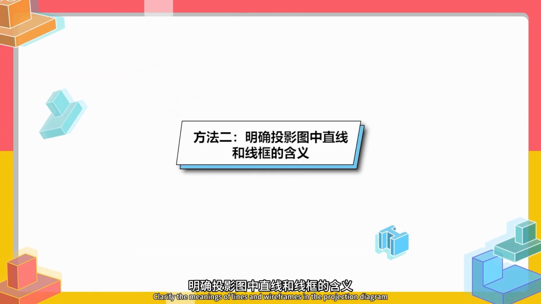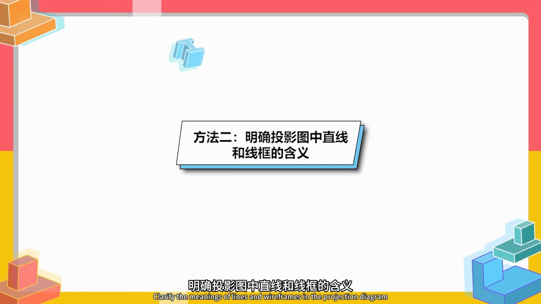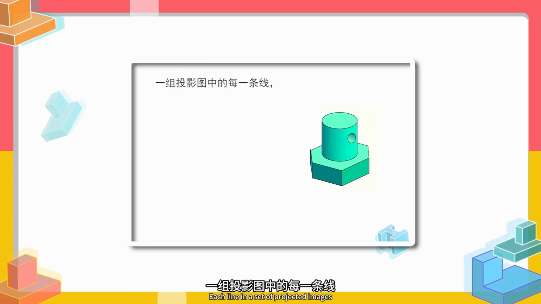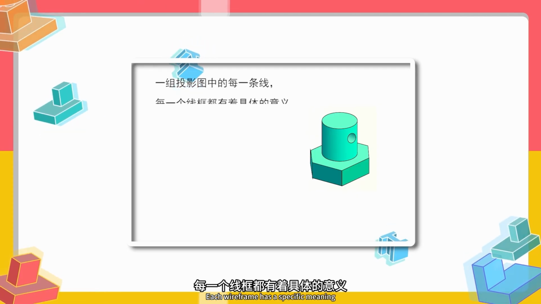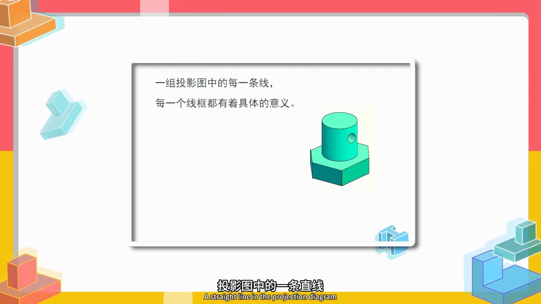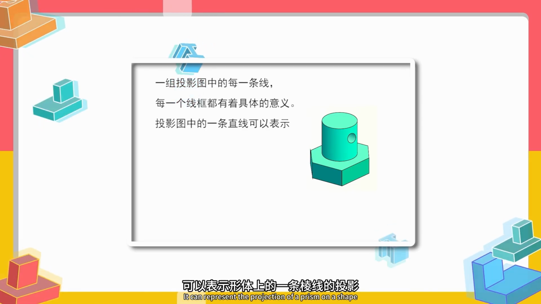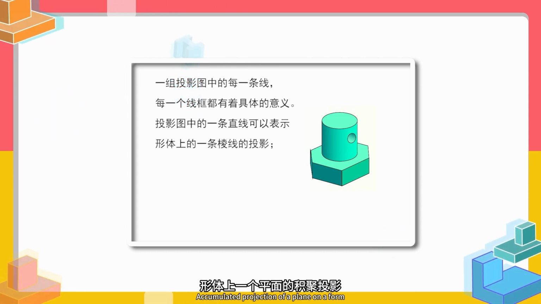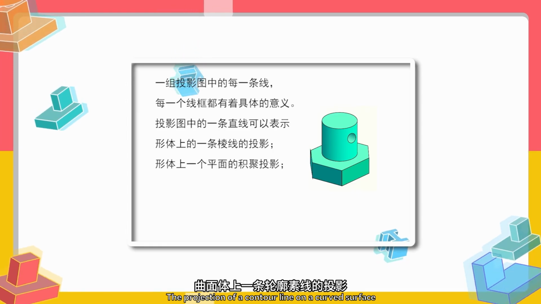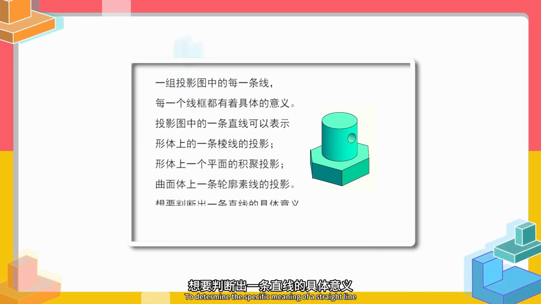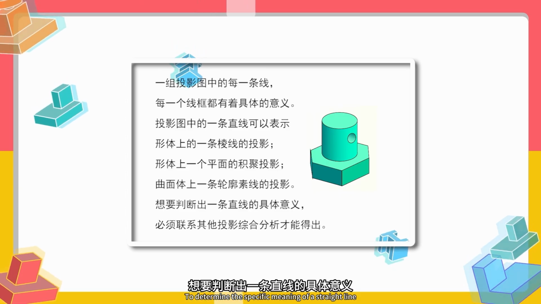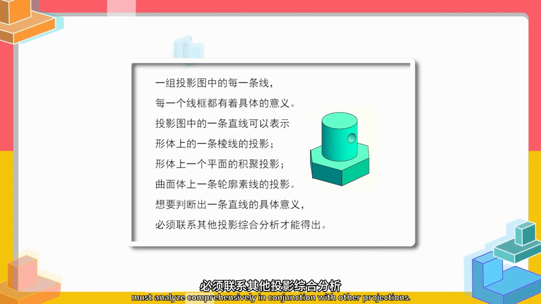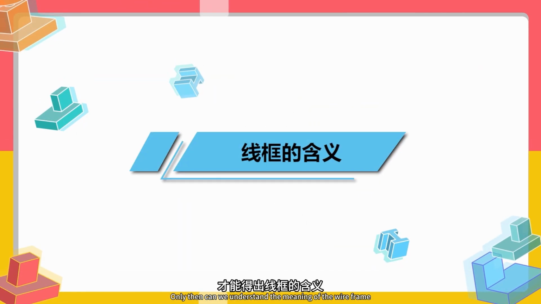Method 2. Clarify the meanings of lines and wireframes in the projection diagram. Each line and each wireframe in a set of projected images has a specific meaning. A straight line in the projection diagram can represent the projection of an edge on a form, the accumulated projection of a plane on a form, or the projection of a contour line on a curved surface. To determine the specific meaning of a straight line, we must analyze it comprehensively in conjunction with other projections. Only then can we understand the meaning of the wireframe.